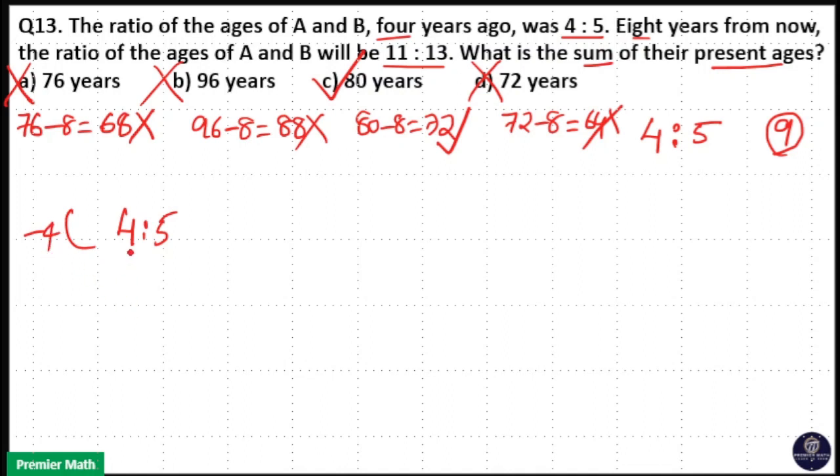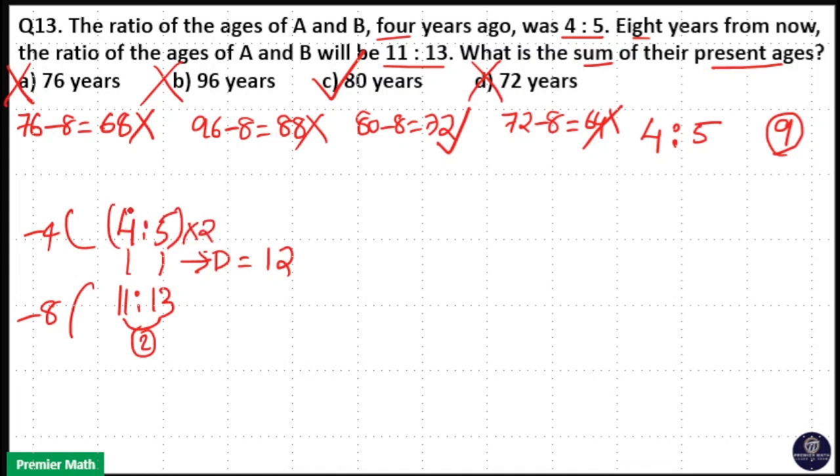the ratio of ages of A and B was 4:5. After 8 years, the ratio is 11:13. So the difference between both these is 12 years, 8 plus 4, 12 years. But you can see the vertical difference between 4 and 11 and 5 and 13 is not the same. So to make it equal, take the horizontal difference, that is 2, and multiply it with 4:5. Take the horizontal difference of 4:5, that is 1, and multiply it with 11:13.